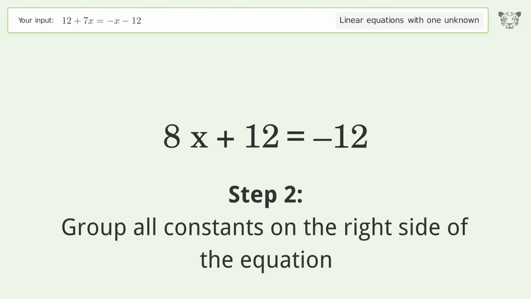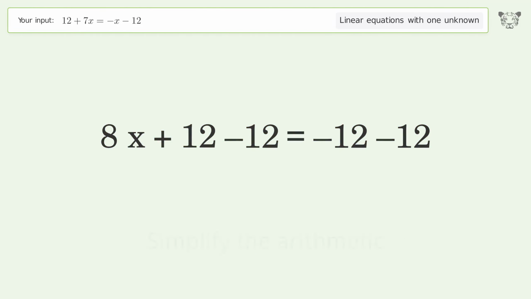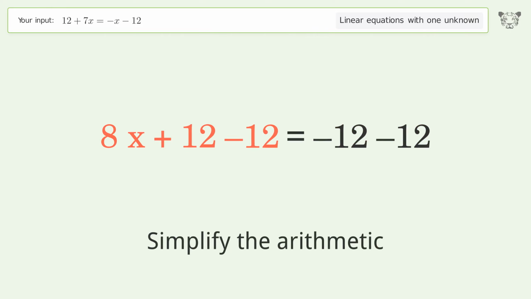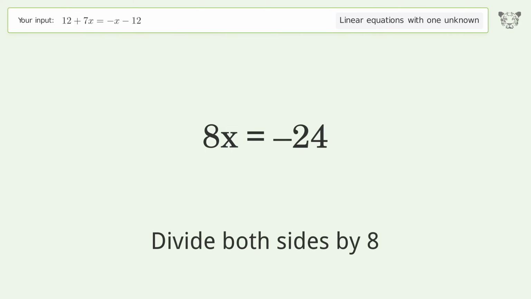Group all constants on the right side of the equation. Subtract 12 from both sides. Simplify the arithmetic. Isolate the x. Divide both sides by 8.